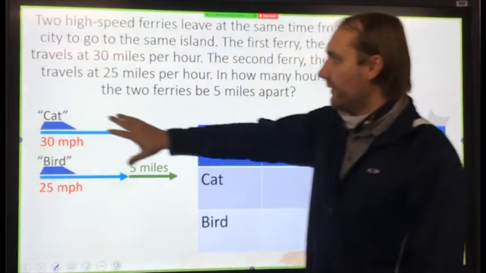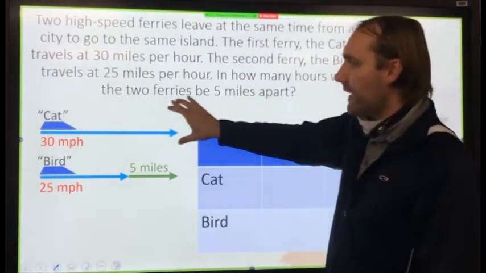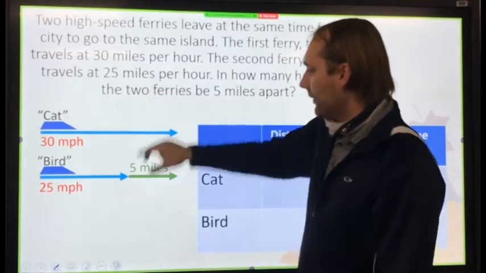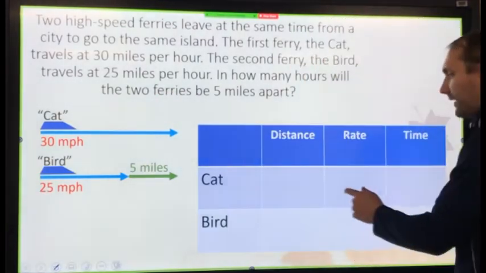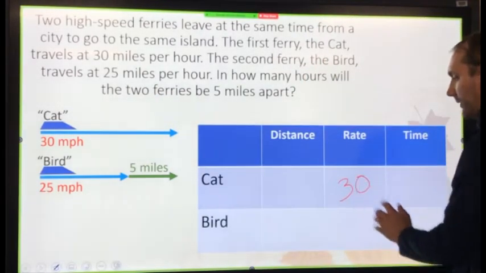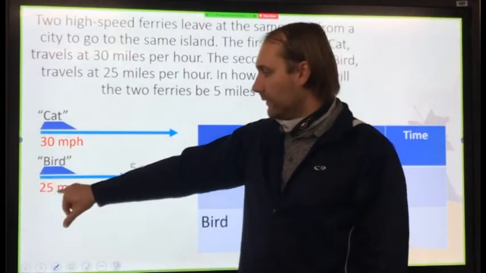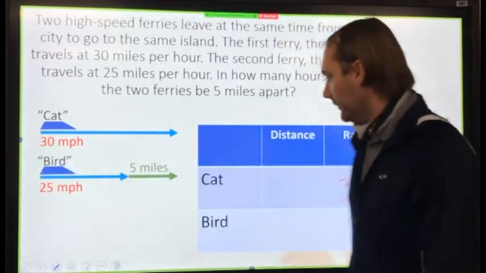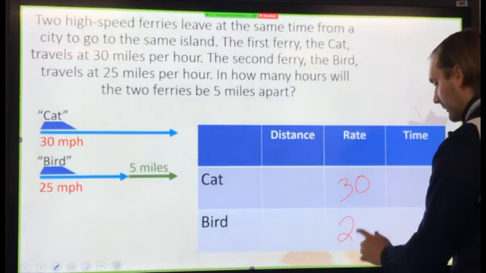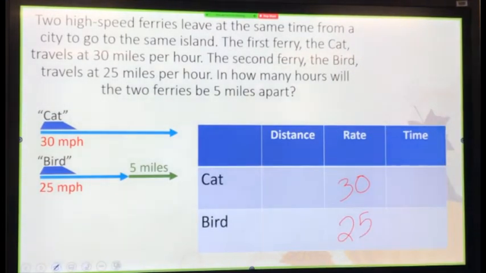So I have this cat. I know it's traveling how fast? 30 miles an hour. So for the cat, the rate, I want to put 30 miles an hour. Then I have the bird. It's traveling a little bit slower at the speed of 25 miles an hour. So for the rate, I'm going to put 25 miles an hour.